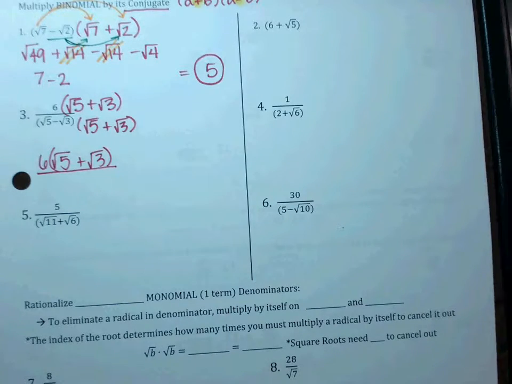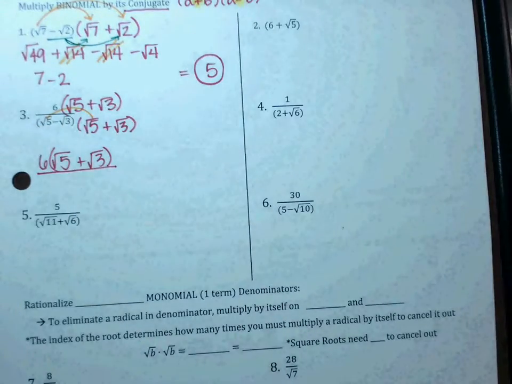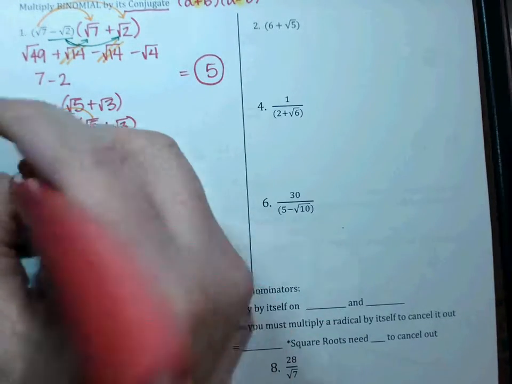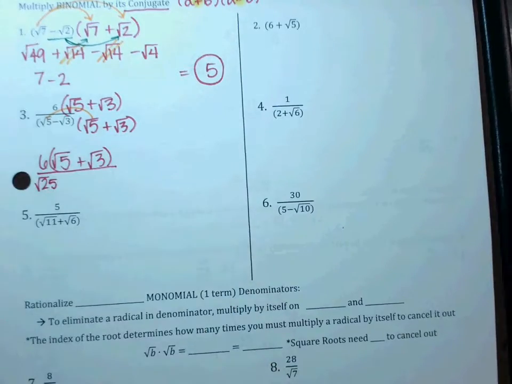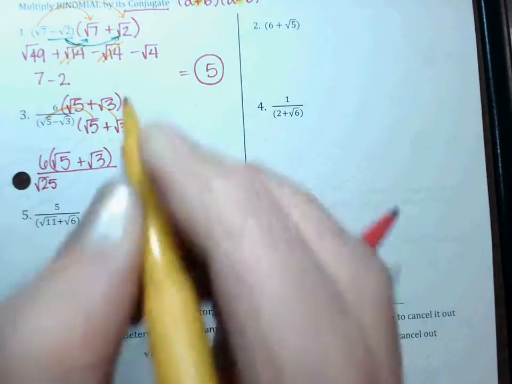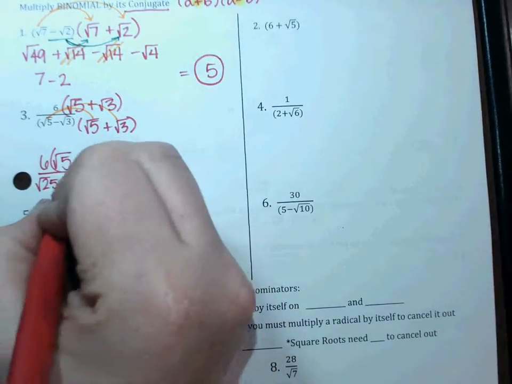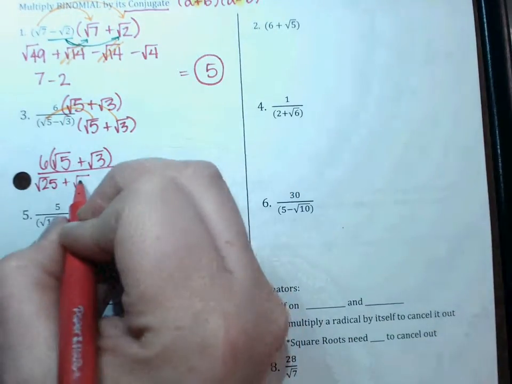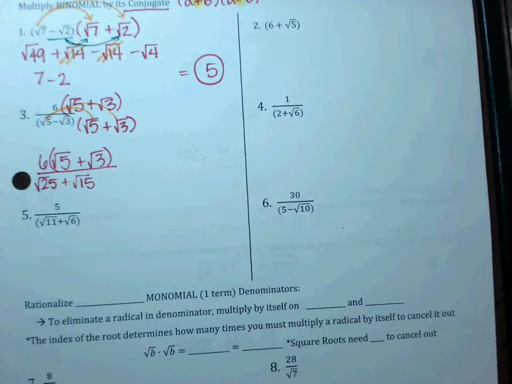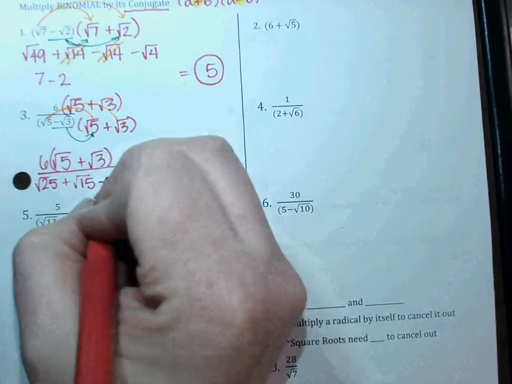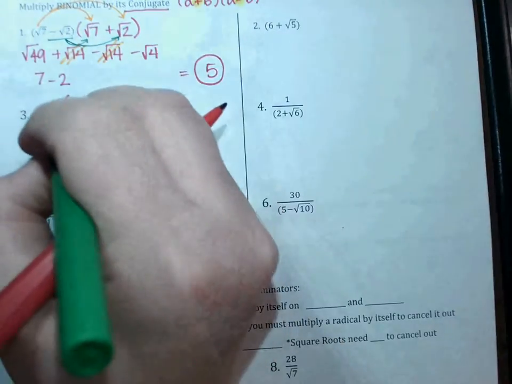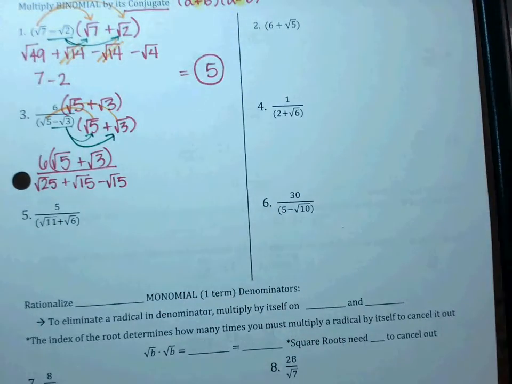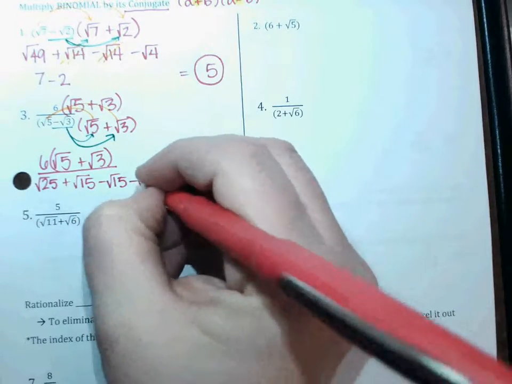Okay, let's do the bottom though. So we're double distributing. So I'm going to start with root 5 times root 5. What's that? Multiply the middles together. Root 25. Root 5 times root 3 is a plus root. Multiply. 3 times 5 is 15. Then I'm going to move to my second term, which is the minus root 3. What is minus root 3 times root 5? Minus root 15. And then what is minus root 3 times root 3? Minus root 9.